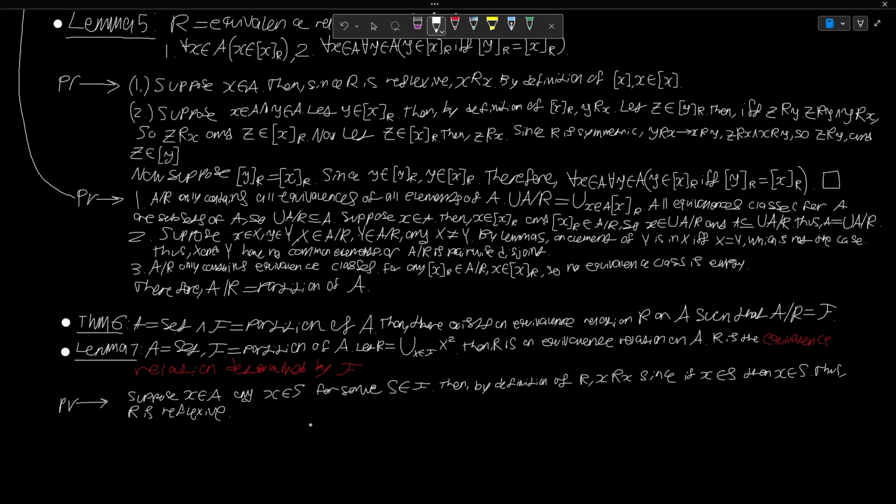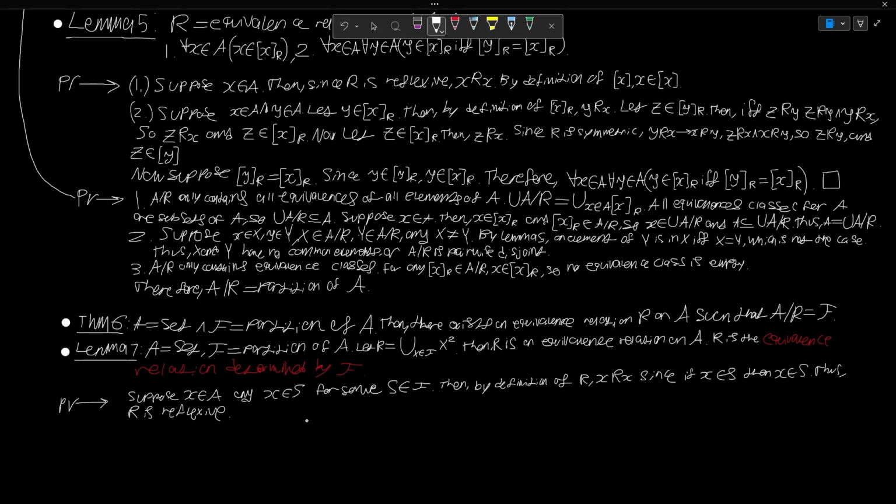To prove that it's an equivalence relation, we first have to show that it's reflexive. And to do that, let's let X be arbitrary, and let X be in A, and X be in S for some S in F. By definition of R, X is R related to X, since if X is in S, then X is in S, since R pairs elements that come from the same set in F.